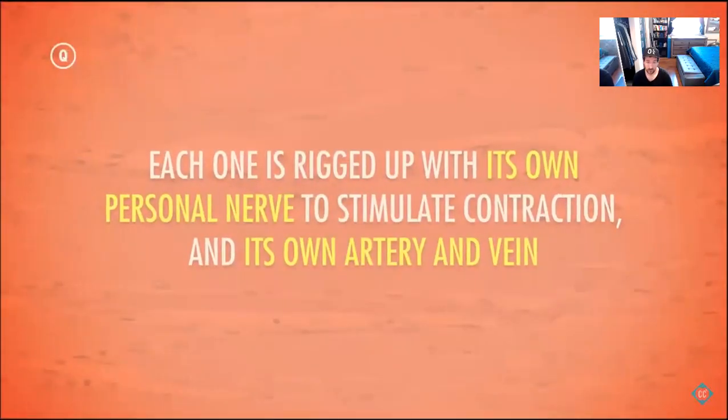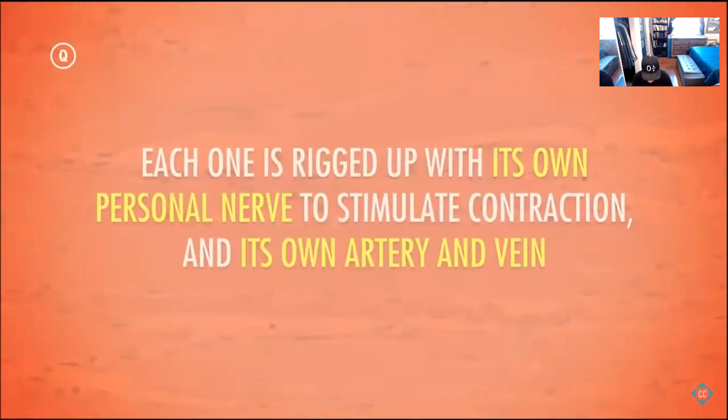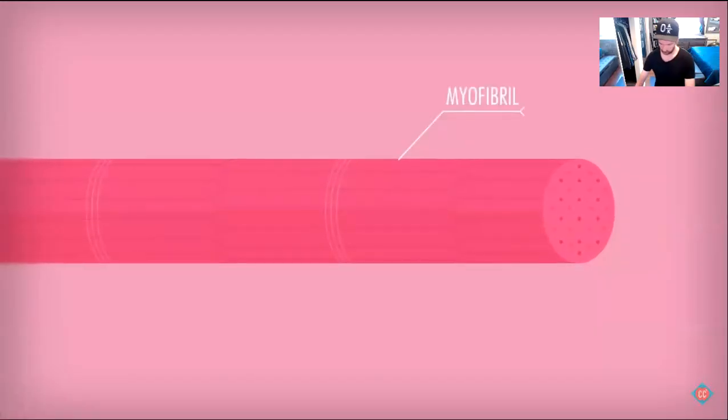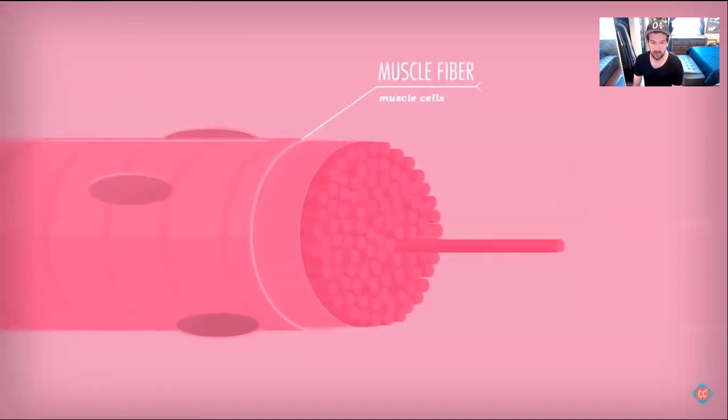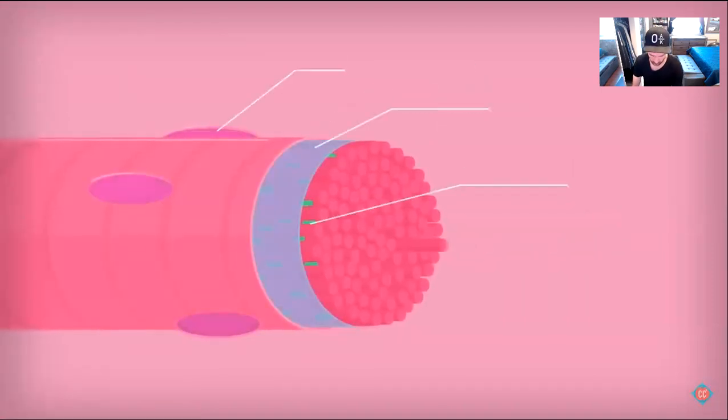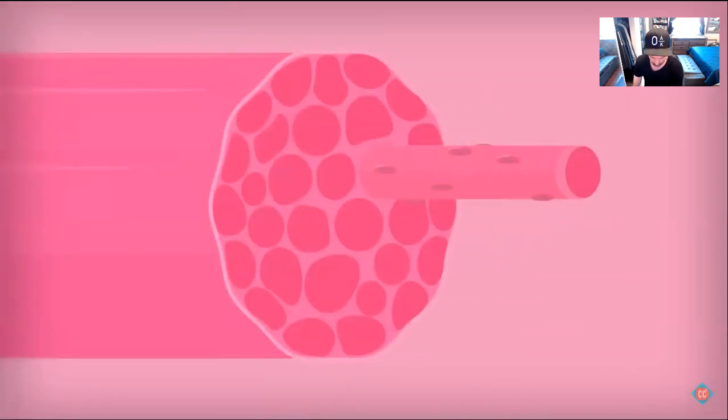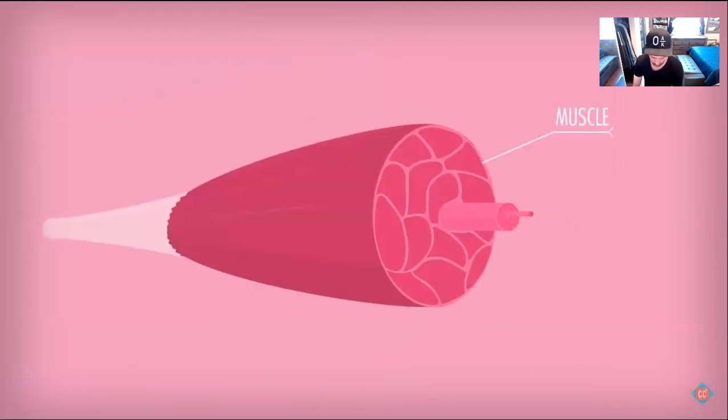And because your muscles are voracious energy hogs, each one is rigged up with its own personal nerve to stimulate contraction and its own artery and vein to keep it well fed with all the blood and oxygen and nutrients it needs to operate. So to understand those operations, we first need to get a grip on the anatomy of a skeletal muscle, which involves fibers within fibers and lots of layers. Basically, a skeletal muscle is constructed like a really sturdy piece of rope. Thousands of tiny parallel threads called myofibrils squished together to form muscle fibers, which are your actual muscle cells, cells with mitochondria, multiple nuclei, and a cellular membrane called a sarcolemma. Those muscle fibers then form larger string-like bundles called fascicles, which combine to form the larger rope-like muscle organ like your biceps brachii.